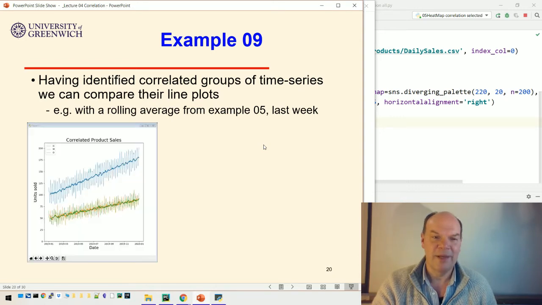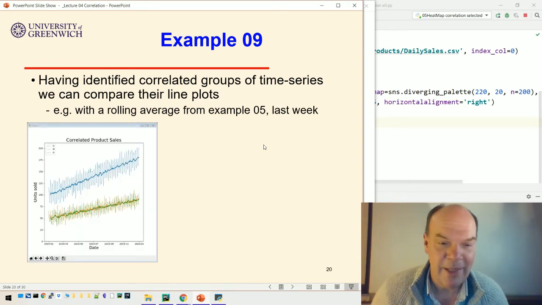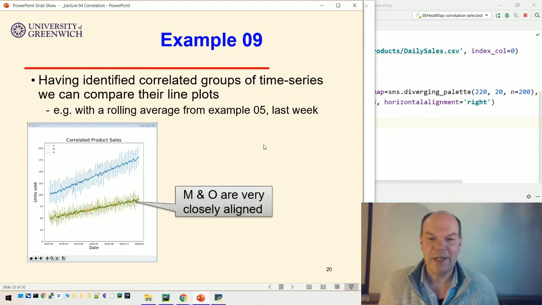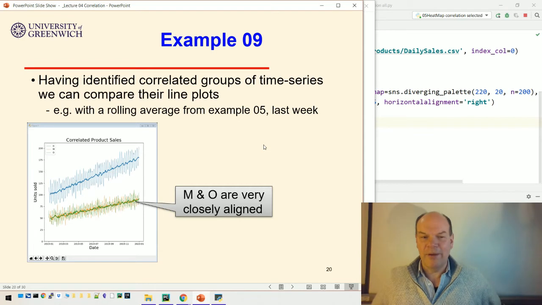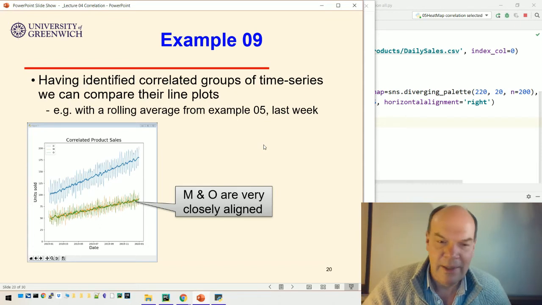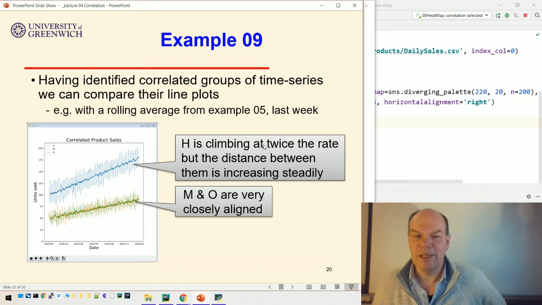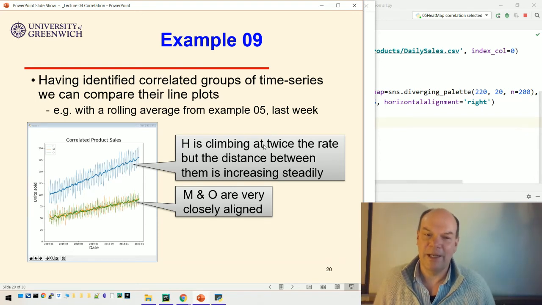So that's what happens if you do it, and immediately you can see that H is the blue one, M and O are the sort of orange and green ones. And you can see that M and O are really closely aligned, especially their rolling averages. There's a bit of noise in that figure, but their rolling averages are really closely aligned. But H doesn't look like it's correlated, except if you notice that it's climbing at pretty much twice the rate of M and O. So the distance between them is increasing steadily, and that can lead, as we've seen, to a strong correlation.